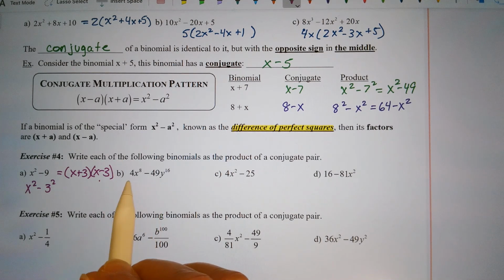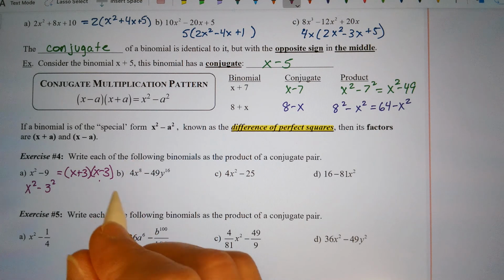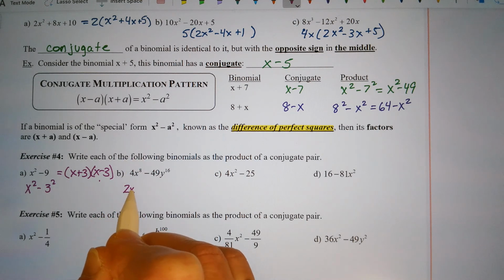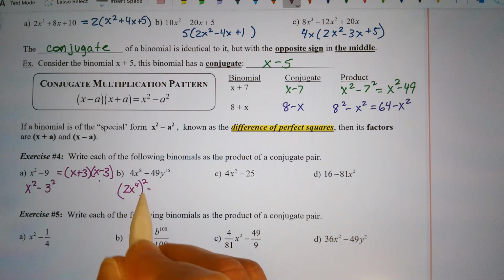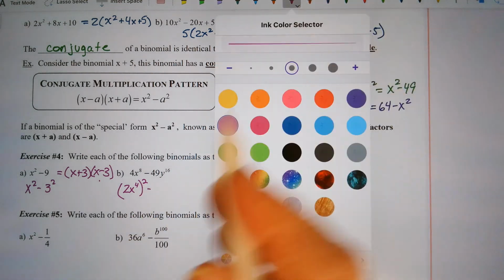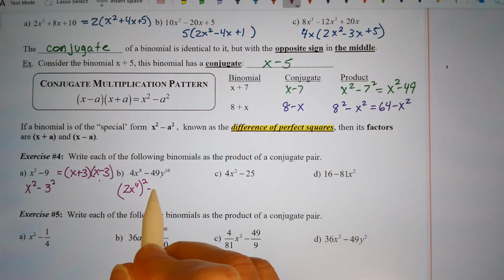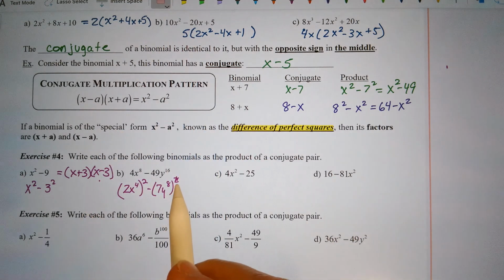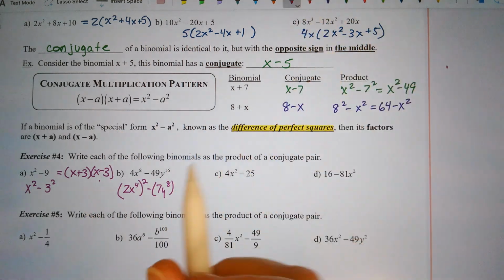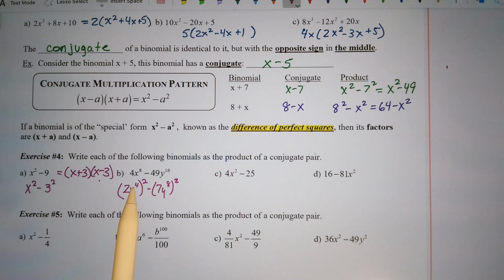Take this binomial. 4x to the 8th is the same as 2x to the 4th squared minus 49y to the 16th can be written as 7y to the 8th squared. Right? Because a power to a power, you would multiply. 4 times 2 is 8, 8 times 2 is 16.